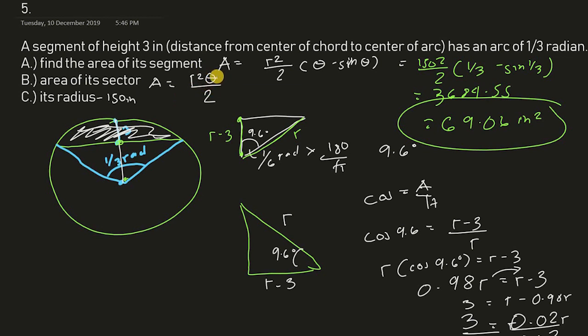So to find the area of the sector, para ma-check mo kung tama ka, dapat mas malaki yung sector mo kaysa sa segment. Kasi yung buong sector is this part. Alright? So let's solve for the sector. That would be r squared. R squared natin is 150 squared times theta, that's 1/3, 150 squared times 1/3 divided by 2, you have 3,750. 3,750 inches squared, yun yung buong ito.